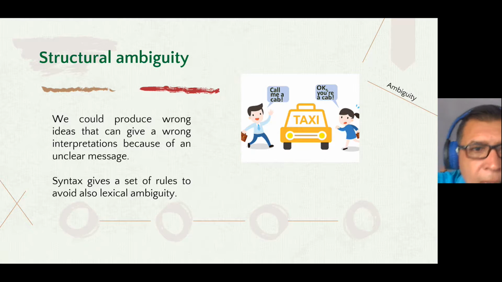So syntax helps us to avoid ambiguity. That's why we need to avoid structural ambiguity by using syntax. Otherwise, we could produce wrong ideas that can give a wrong interpretation because of an unclear message. As we can see here, this boy says, call me a cab. And the girl understands, okay, you are a cow, that's the name, instead of call a taxi. So syntax gives a set of rules to avoid also lexical ambiguity.